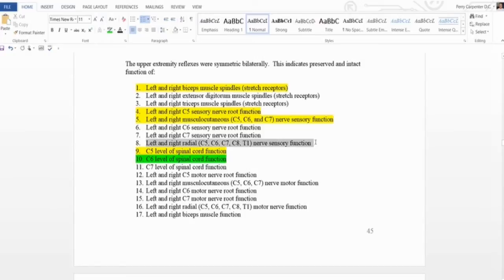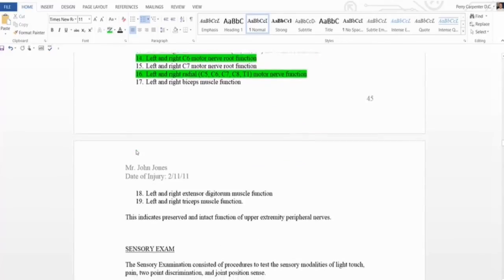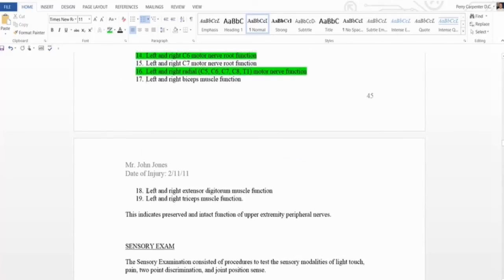Let's go back. Let's do this. Okay, it indicates that we're at the C6 level of spinal cord function. It indicates that the left and right C6 motor nerve root function is normal. It indicates that the left and right radial motor nerve function is normal. It indicates that the left and right extensor digitorum muscle is normal.